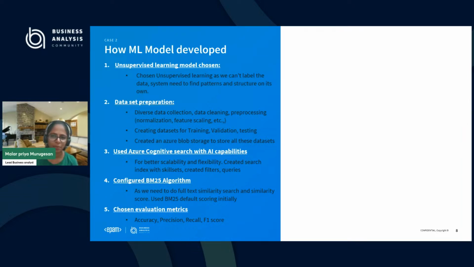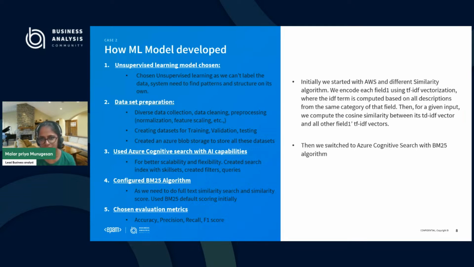But the interesting thing is, initially we didn't start with Azure. We actually started with AWS, with a different similarity algorithm called cosine similarity. We were using TF-IDF vectorization to calculate the distance, and we were using different evaluation metrics, different visualizations, etc.